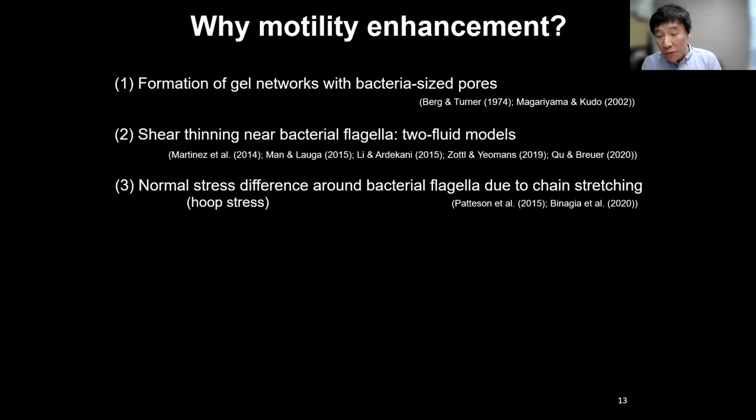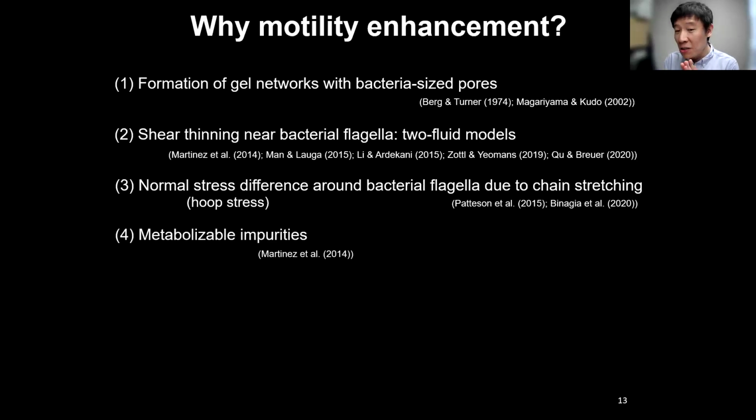And when you have this hoop stress, you can also have a speed enhancement. The last one is actually a very interesting one from Wilson, Pong, and Eisenberg. They did this measurement in 2014. They used the PVP from Dow Chemical, the original source of the research, and they dialyzed the polymer sample to get rid of small molecular weight contamination.